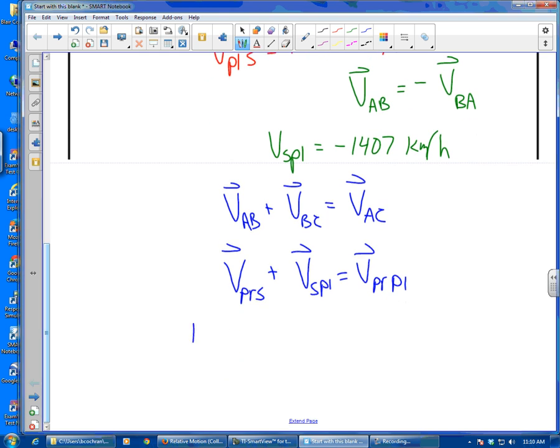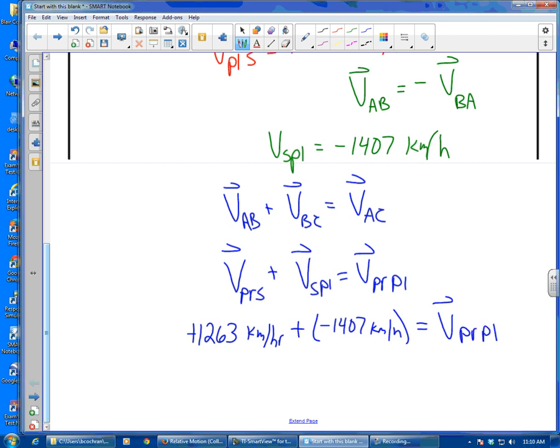So this is positive 1263 kilometers an hour plus space with respect to the police. Oh, we did that right up here. So plus negative 1407 kilometers an hour. And that's going to equal the velocity of pirates with respect to the police.